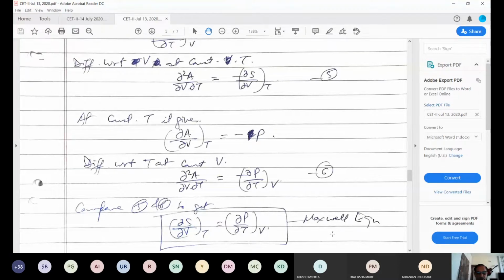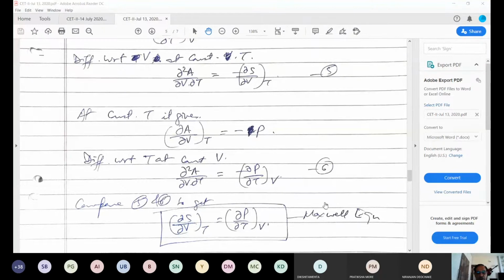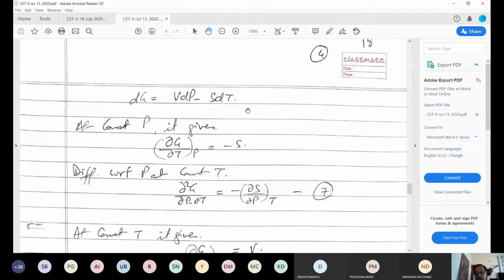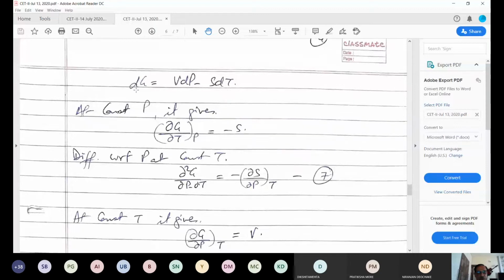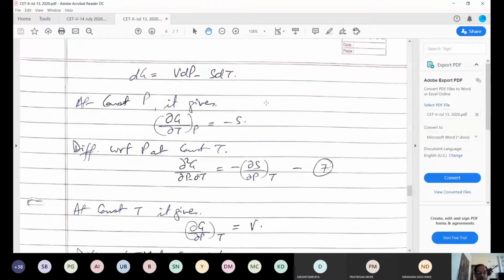Okay. If no doubts, no questions, then we'll proceed to the last equation, the fourth Maxwell equation, which is from the fourth property, which is dG. We have seen U, H, A. Now we'll use the dG with the free energy function. So dG is equal to VdP minus SdT. At constant pressure, dP is 0. So it gives delta G by delta T at constant pressure is equal to minus S.